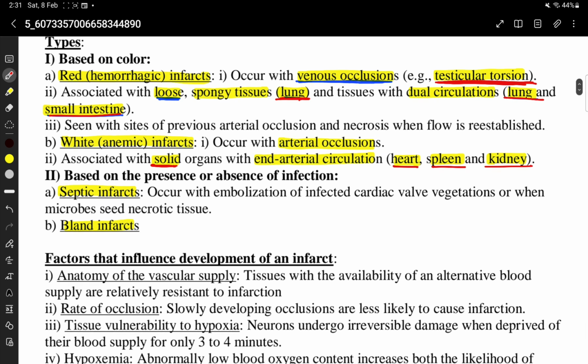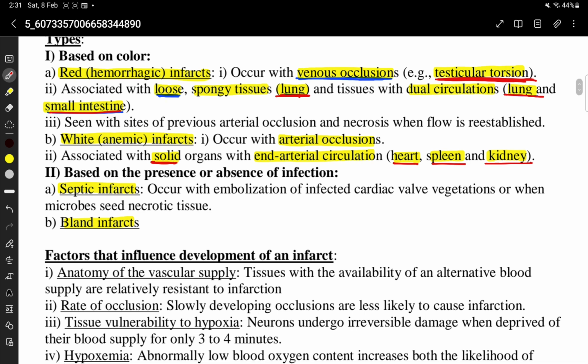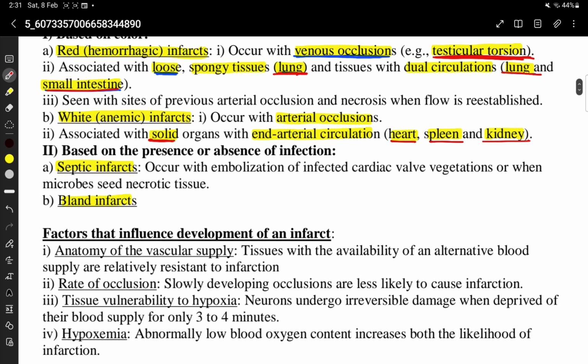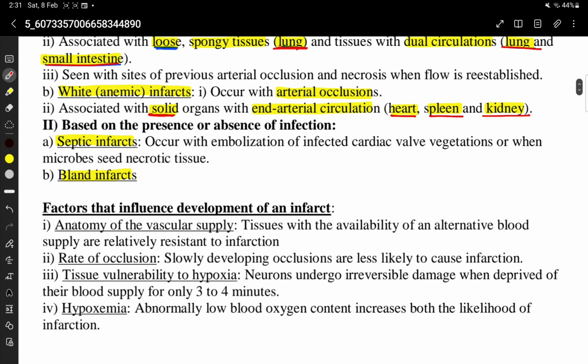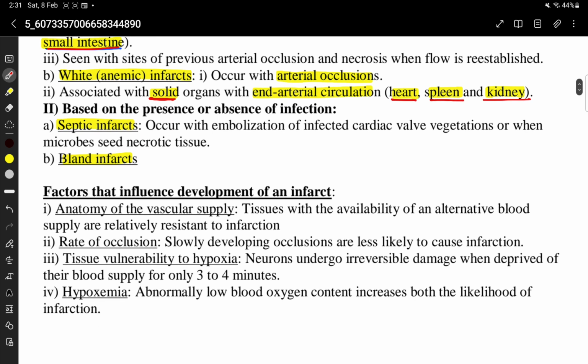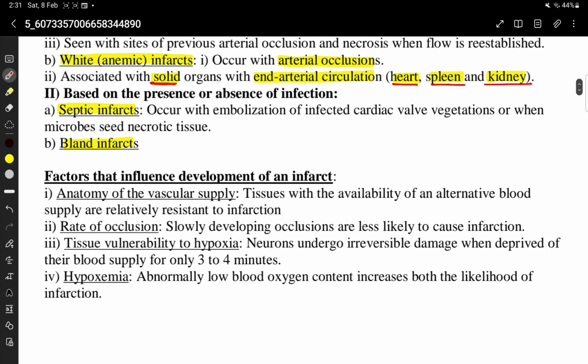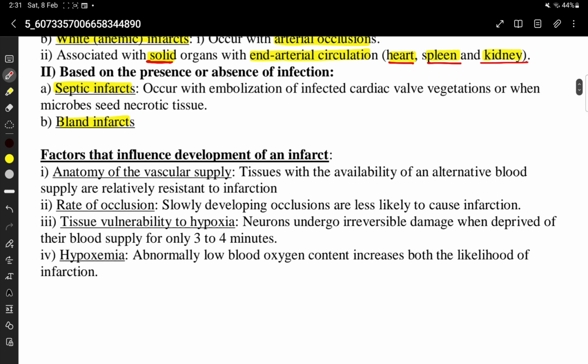तो on the basis of color, रेड या वाइट होता है. रेड या हीमोरेजिक इन्फार्क्ट जो है वो लूज स्पॉन्जी टिश्यूज से एसोसिएटेड है, जैसे कि लंग, या टिश्यूज विथ डुअल सर्कुलेशन जैसे कि लंग और स्मॉल इंटेस्टाइन. अनीमिक या वाइट इन्फार्क्ट जो है, it is because of arterial occlusion and this is associated with solid organs with end arterial circulation like heart, spleen and kidney.